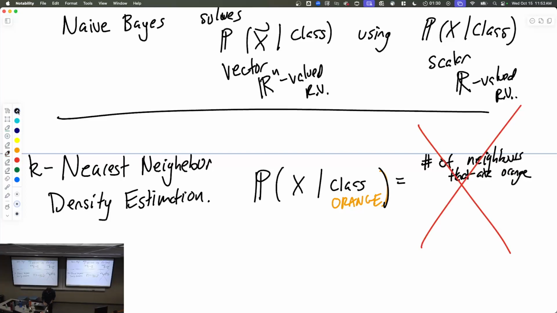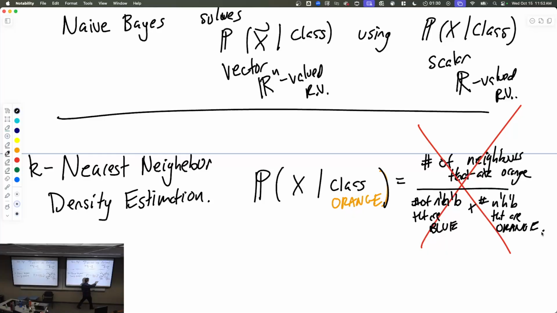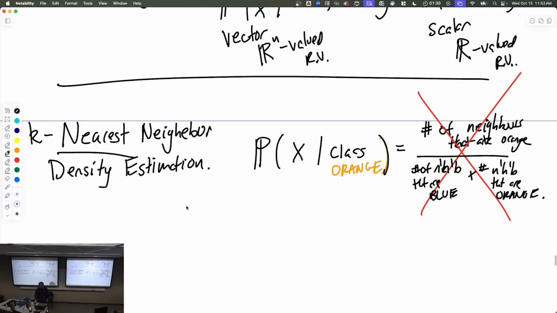I was going to write something like this: the number of neighbors that are orange divided by the number of neighbors that are blue plus the number of neighbors that are orange. This is the kind of thing we did before. But this is all wrong because I want to just use the orange guys. I don't want something that depends on the blues. I want it to depend on just the oranges. So this nearest neighbor thing doesn't work for density estimation. You cannot do this.